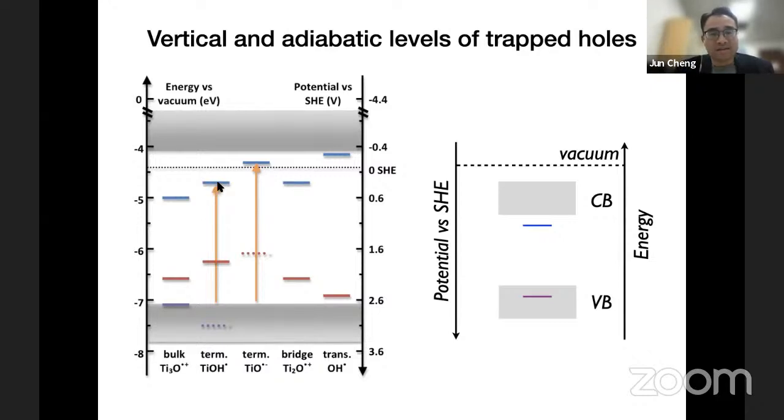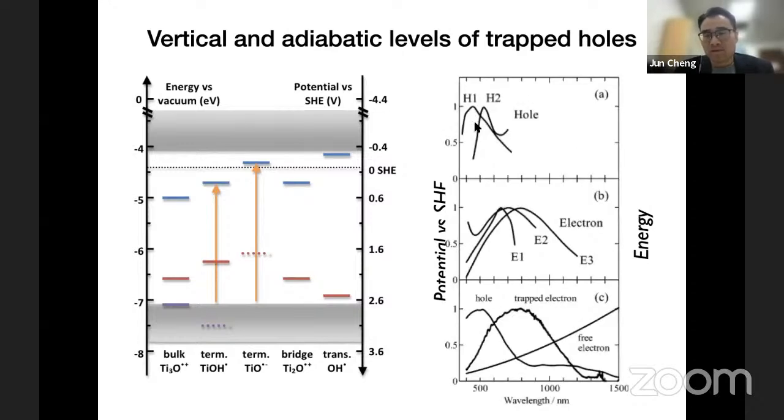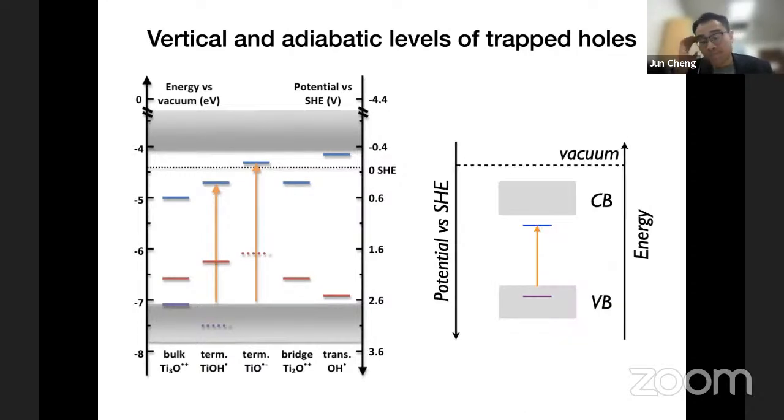That's the transient absorption spectroscopy signal. So that's what corresponds to the hole signals I showed you earlier. But after reorganization, that will give you the reorganized hole. So the difference between the adiabatic level and the vertical level, this reorganization energy for surface holes, is on the order of 2 eV. In that case, that puts this level around 2 volts with respect to the standard hydrogen electrode. So that's the adiabatic level determining the stability of the surface hole and also determining the oxidizing power of the OH radical.